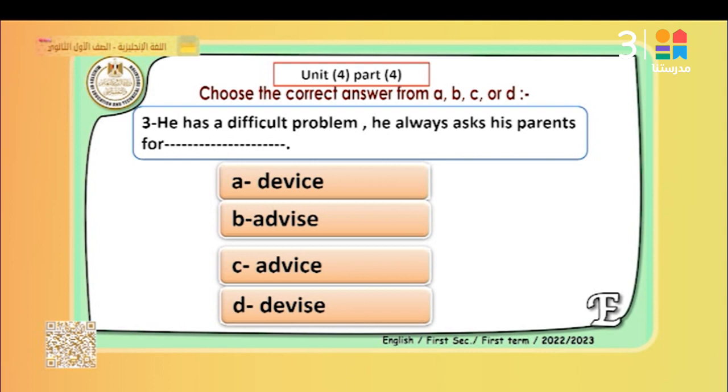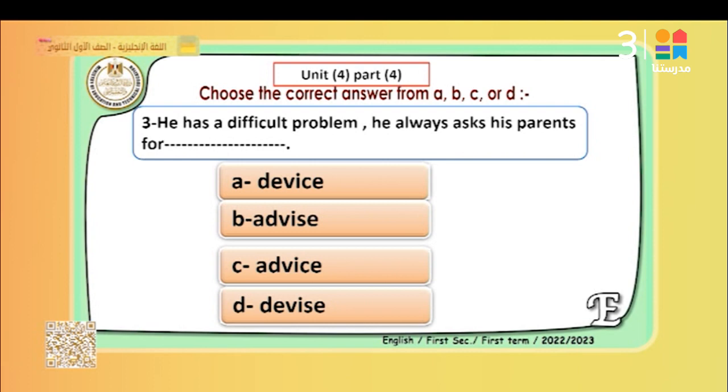Question number 3. He has a difficult problem. He always asks his parents for. When you have a problem, you ask for what? Device, advice, advice, device. طبعا عندنا في B, advise with S, and advice with C. What is the difference? Advise means it's a verb. And advice with C, it's a noun.